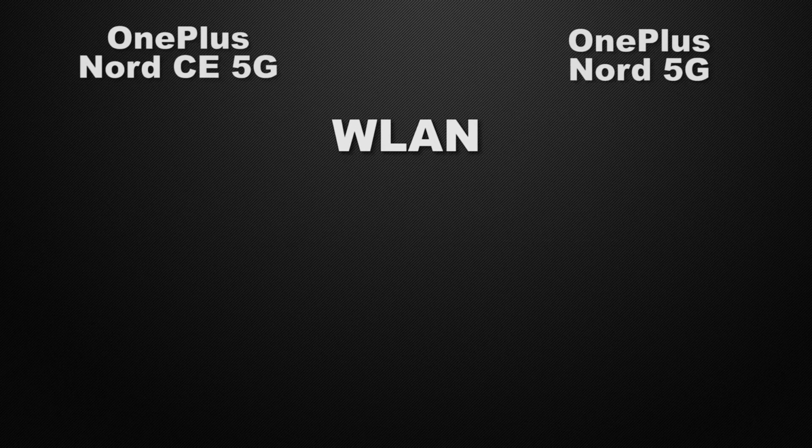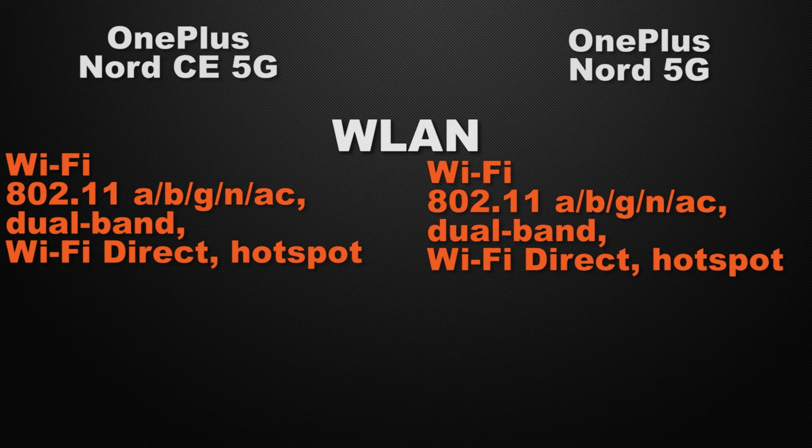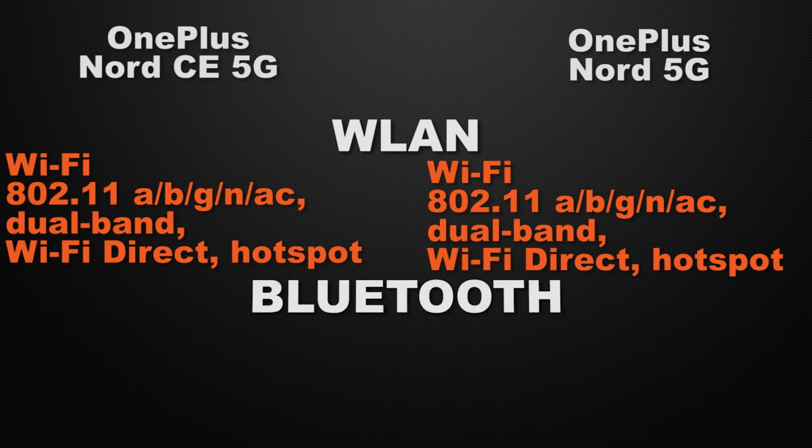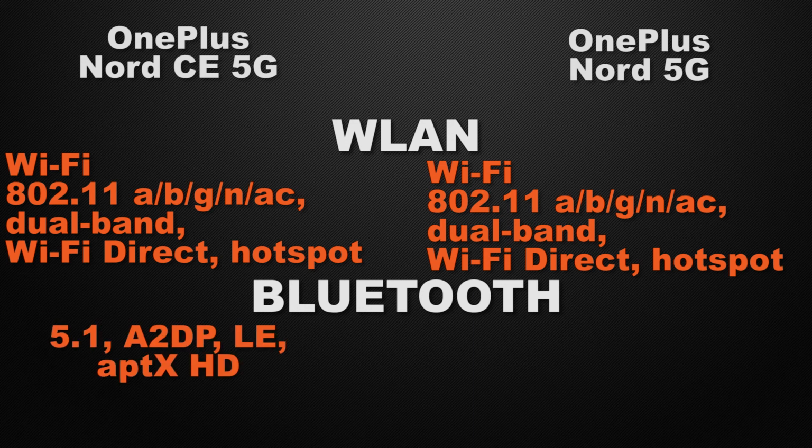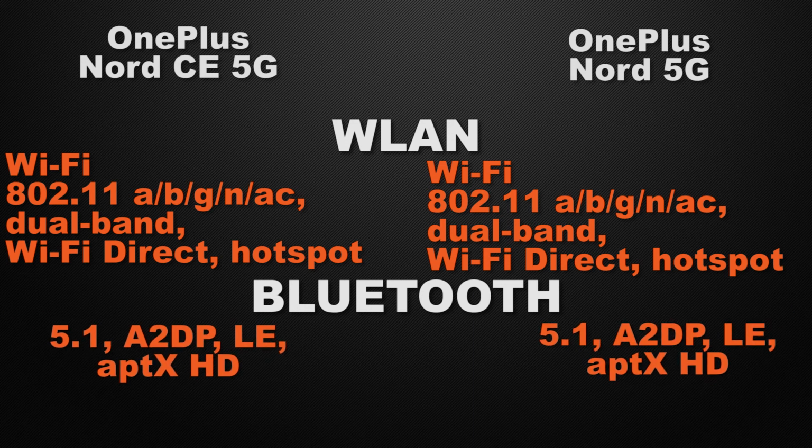Moving to the communication chips in the devices, starting with the WLAN of the devices. Both devices come with Wi-Fi AC, dual band Wi-Fi, Wi-Fi direct and hotspot, so it's a tie. And about the Bluetooth version of the devices, Nord CE has 5.1 generation of Bluetooth, Nord has 5.1 generation of Bluetooth. So again it's a tie because both devices have the same generation of Bluetooth.